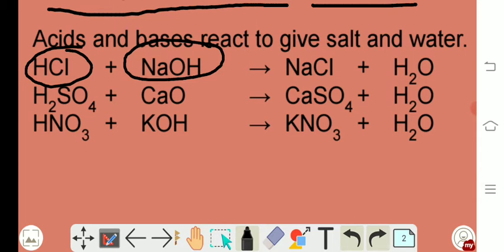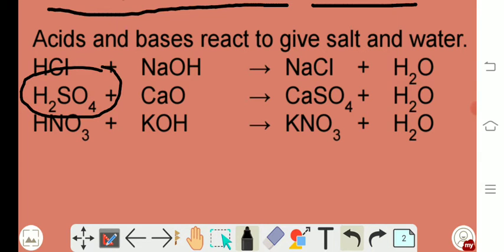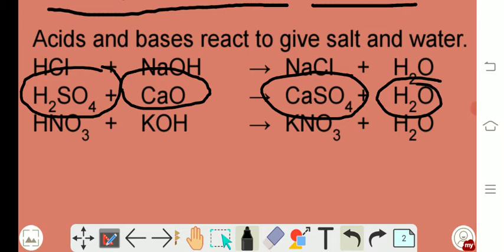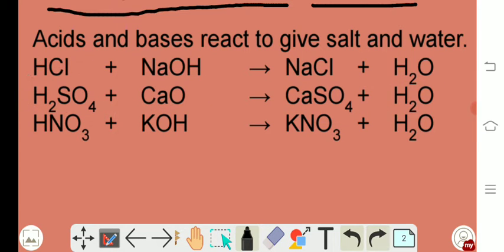I hope you have understood these things. And another is sulfuric acid. When sulfuric acid reacts with quicklime, CaO, commonly called quicklime, calcium oxide, then salt like calcium sulfate and water is obtained. You have to practice it a lot. It is not easy, you have to practice it.